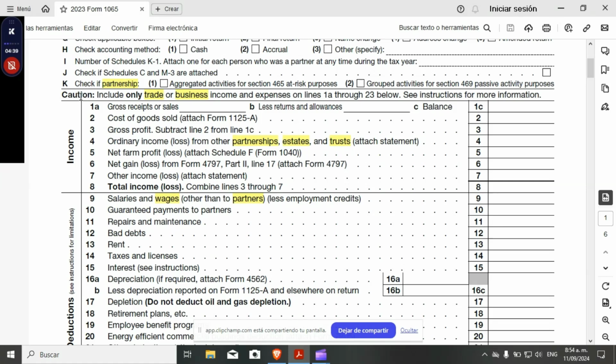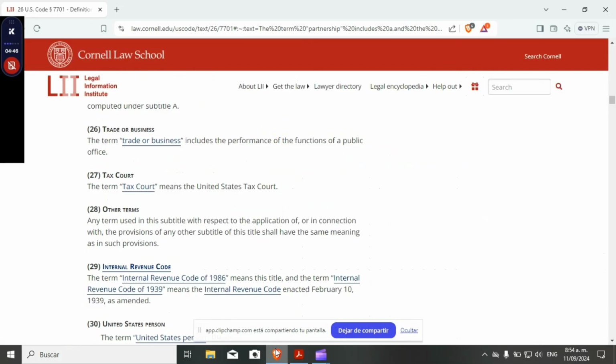And then here, look at here, it says caution, include only trade or business income and expenses. So let's take a look again, just so that you see we're not playing games here. It says the term trade or business includes the performance of functions of a public office. And again, when the word includes is mentioned in a definition, that restricts the scope of that word to specifically what is listed. In other words, functions of a public office or any kind of government service or employee. Okay. So keep that in mind.